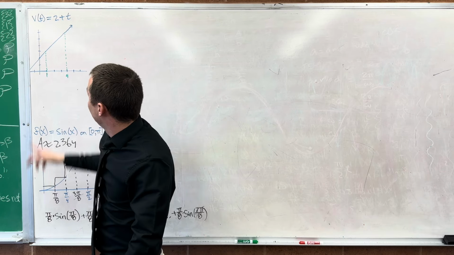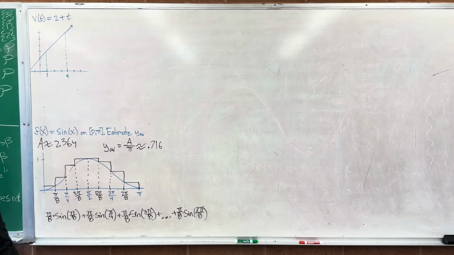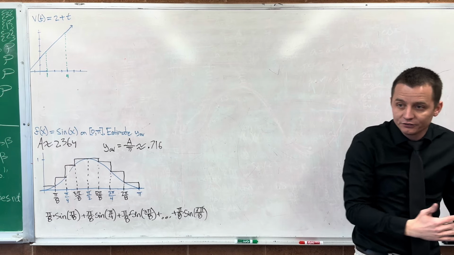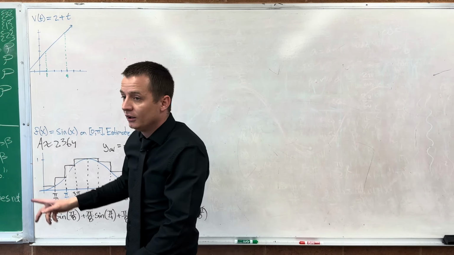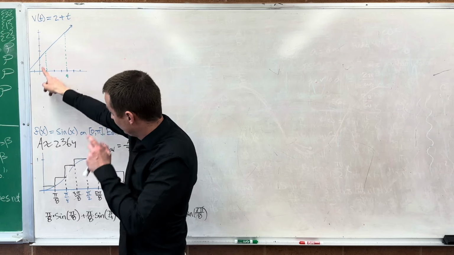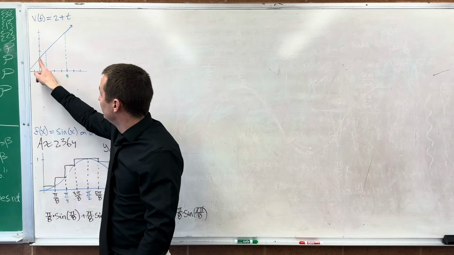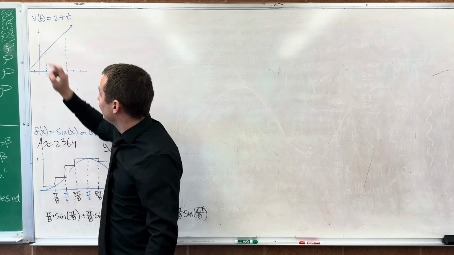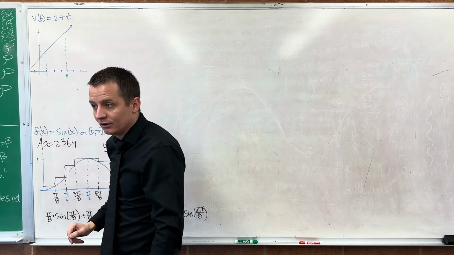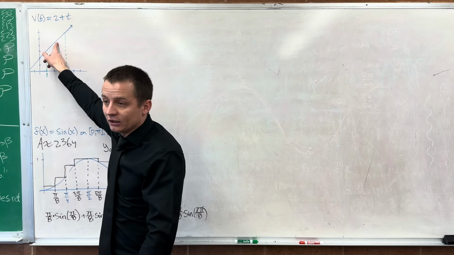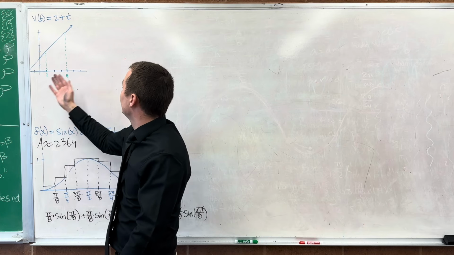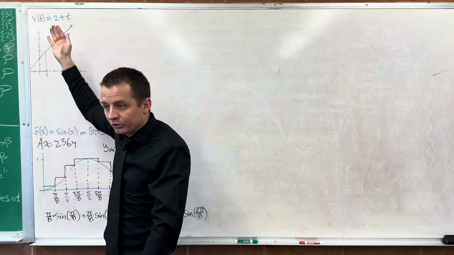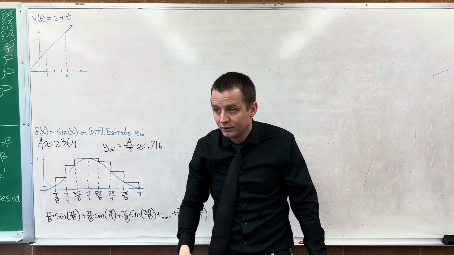Your velocity, you are walking and you are speeding up as you go. And you're running faster and faster the more time passes by. This is tracking your velocity. So right at time 0, your velocity is 2 meters per second. After 1 second, your velocity is 3 meters per second. After 2 seconds, your velocity is 4 meters per second. After 4 seconds, your velocity is 6 meters per second. So you're speeding up as you're running.